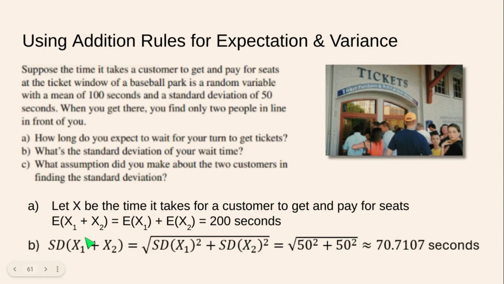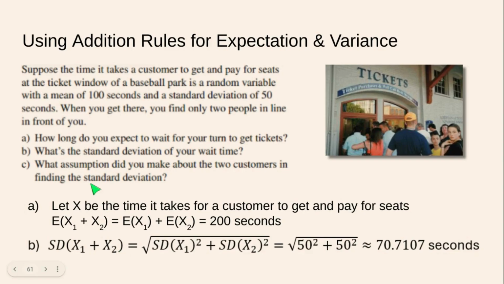That is very different than the standard deviation of 2 times x, all right? Standard deviation of 2 times x would be 100 seconds, when in reality, since there are two different people in line, the standard deviation is shorter. We're not just taking one person's time waiting to get their tickets processed and doubling it. No, we are considering two different people, so we need to be careful, all right?